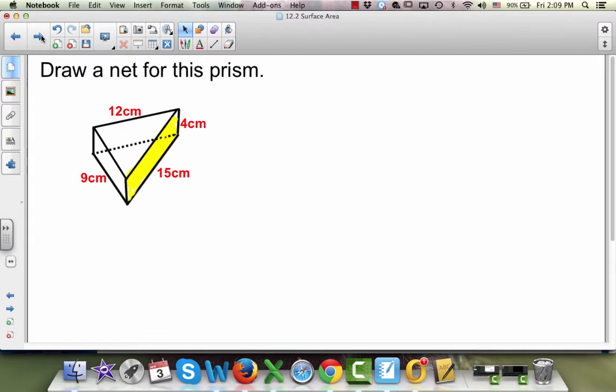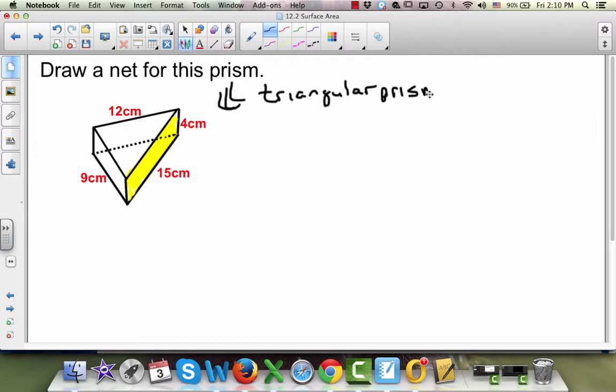Let me show you how to draw a net for this prism. By the way, what kind of prism is this? The top is a triangle, the bottom is a triangle. Those would be the bases, and they're connected by rectangles. So this would be a triangular prism. And we're going to draw a net for it, okay?